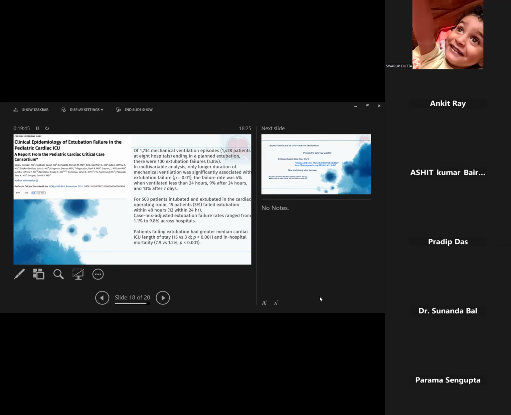Yes, so 100 failed extubations, 5.8%, multivariate analysis, p-value is significant. And 503 patients were intubated and extubated in the cardiac operating room, and 15 patients, like 3%, is a significantly big number. 3% is a huge number of failures. And they did have a significantly larger length of stay.